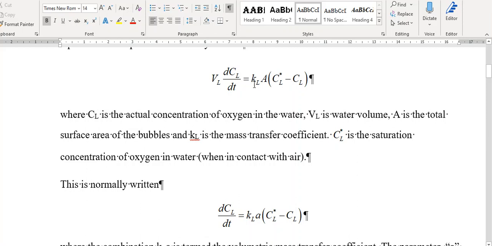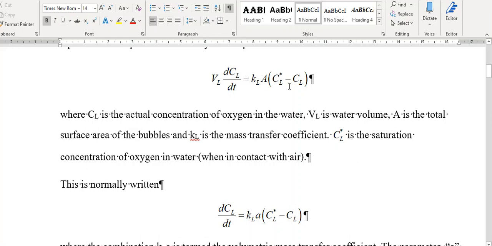We're using a small k, and if you look back at the notes on interfacial mass transfer, technically this should be a large K. It should be an overall mass transfer coefficient. But because of that solubility effect, the overall and the liquid side mass transfer coefficients turn out to be identical. So anyway, that's just a little bit of background.